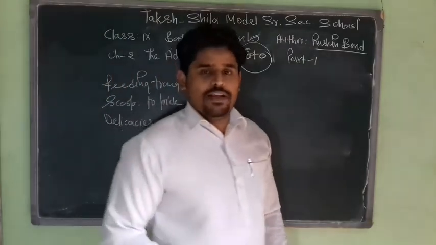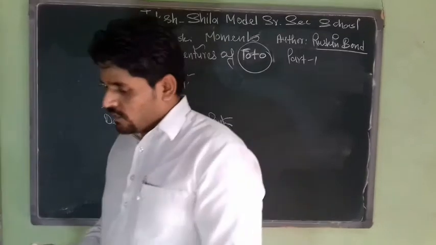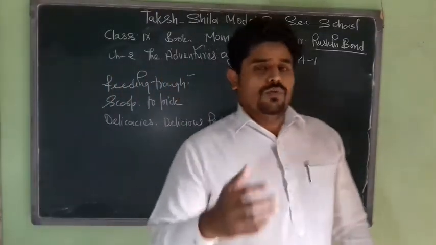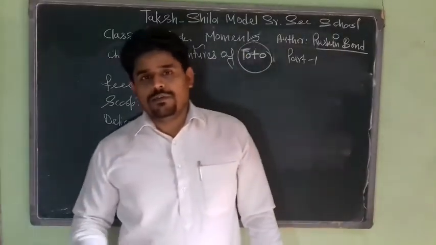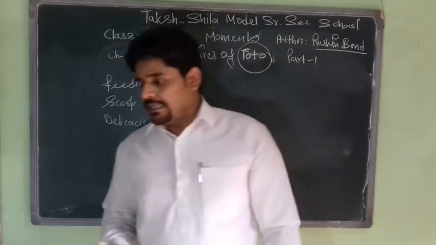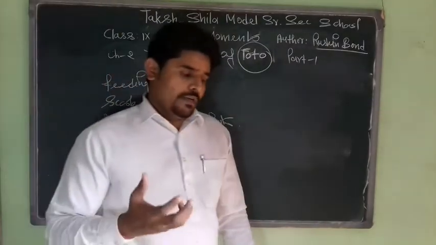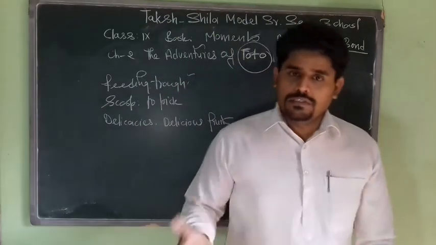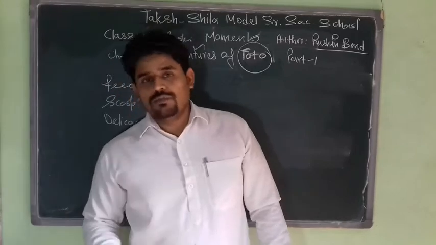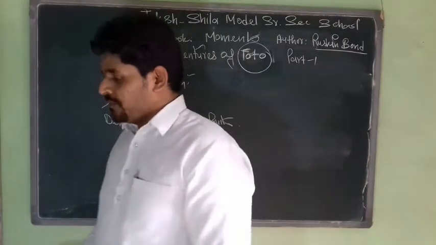So grandfather was quite happy. He was happy because he now understood that Toto was quite intelligent. He was a very clever monkey, right? So now students, in this chapter we come to know that the narrator now tells us that once the narrator's grandfather had to go to Saharanpur. Why did he have to go to Saharanpur? He had to go because he had to collect his pension. So he had to go to Dehradun.